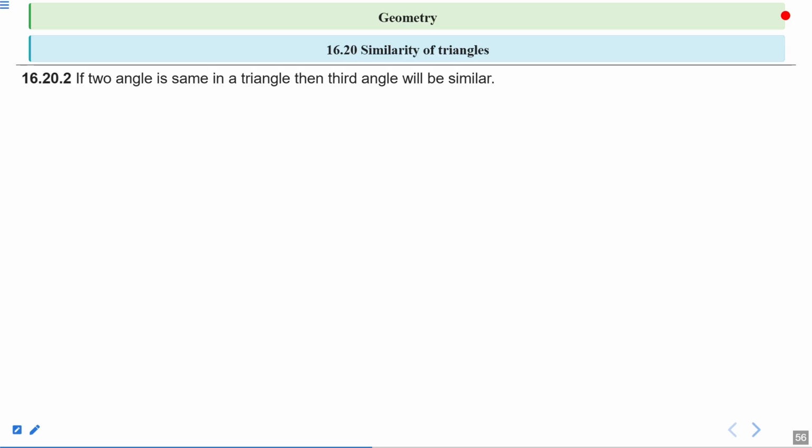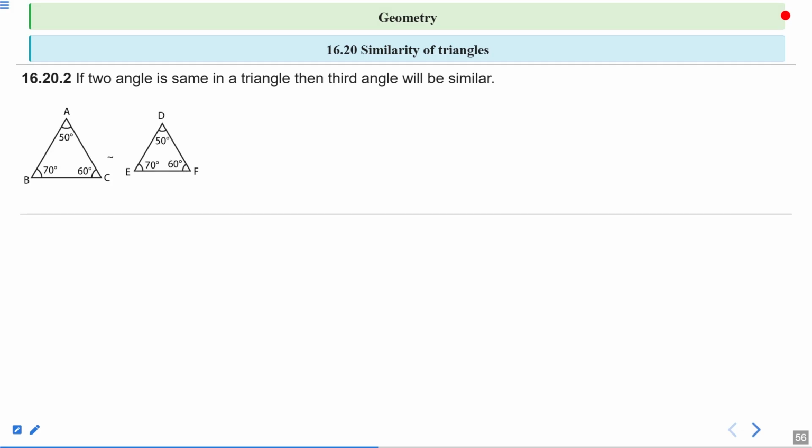If two angles are the same in a triangle, then the third angle will always be the same. So we can say that these triangles are similar when it is given that two angles are 50 and 60. So the third angle is automatically 70 because the sum of all the angles of a triangle is 180 degrees. So these two triangles are similar to each other.